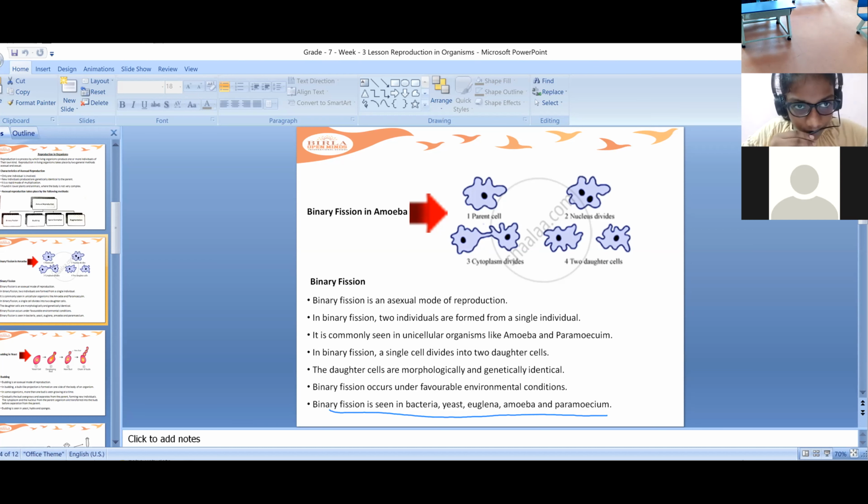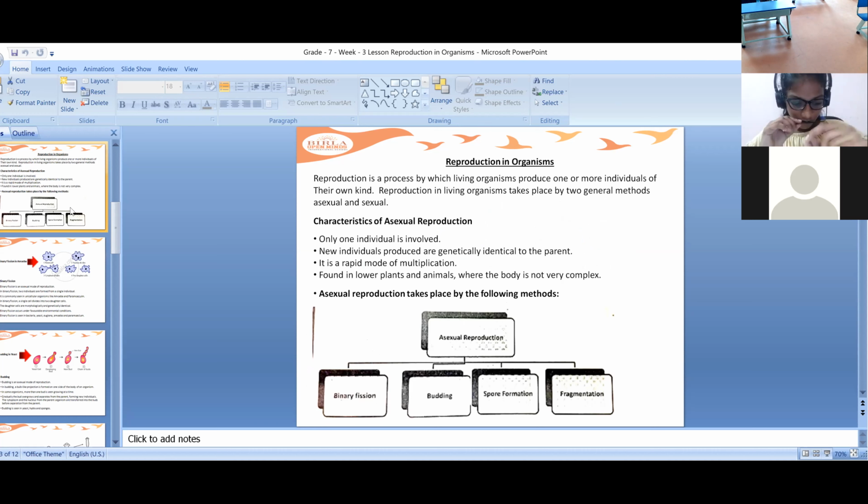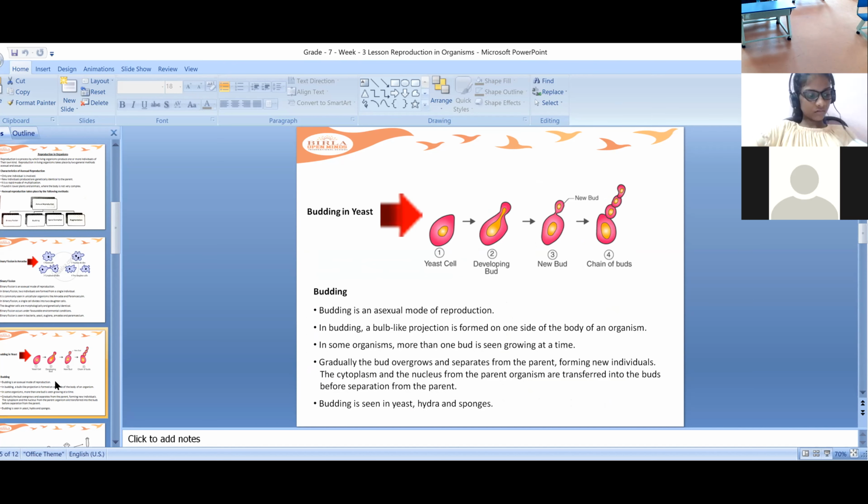So now let's see another type of asexual reproduction after binary fission: budding. Budding is commonly seen in yeast. For what do we use yeast? For making pizza bases, bread, cake. So we use yeast.